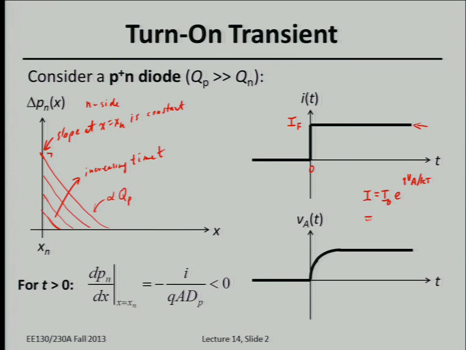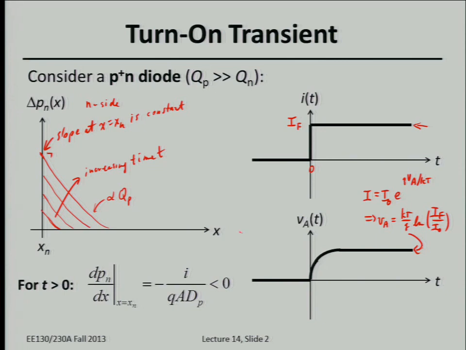So then eventually VA has to reach kT over q times the natural log of IF over I naught. It's just going to take a little bit of time for the real voltage across the PN junction to reach that level. And it takes time because Q sub P has to build up.